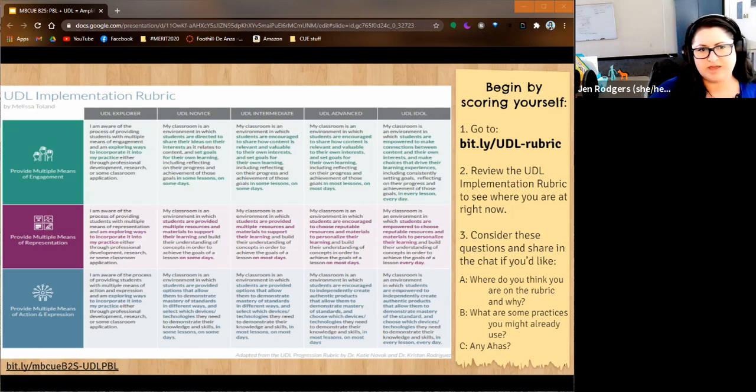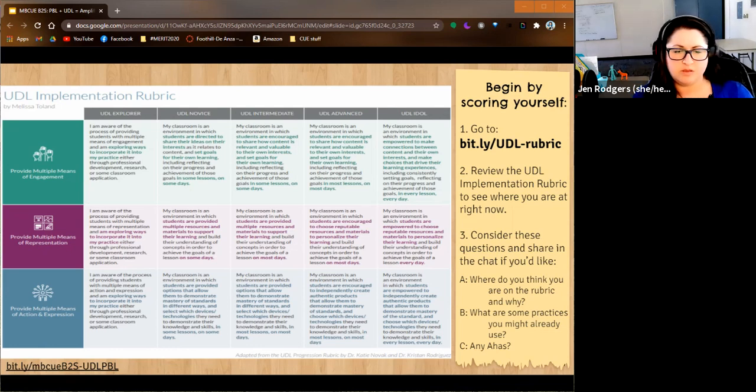So as you're scanning through that, again, there are some questions to consider, and respond in the chat if you'd like. Where do you think you are on this rubric and why? What are some practices you might already use, and any aha moments? So we'll take about 2 more minutes, and feel free to enter your information in the chat whenever you are ready.